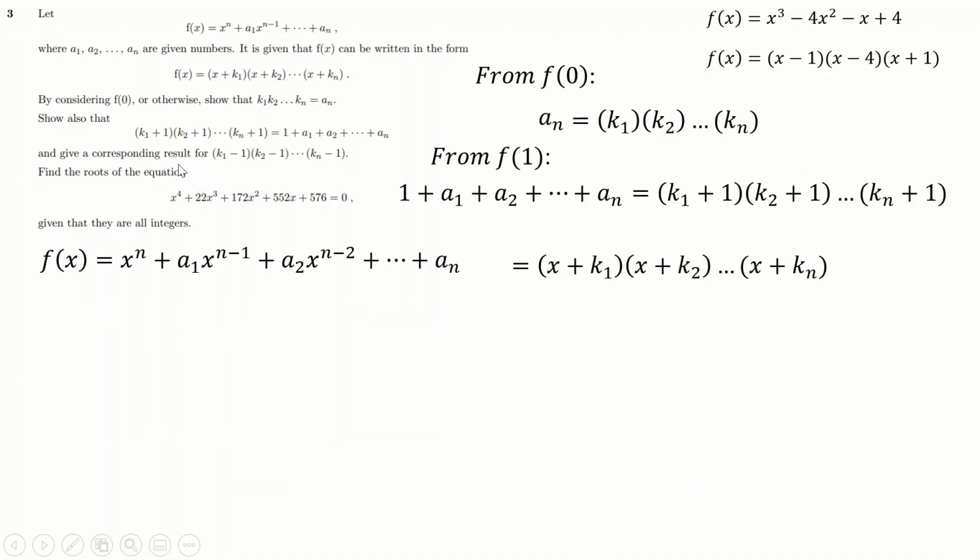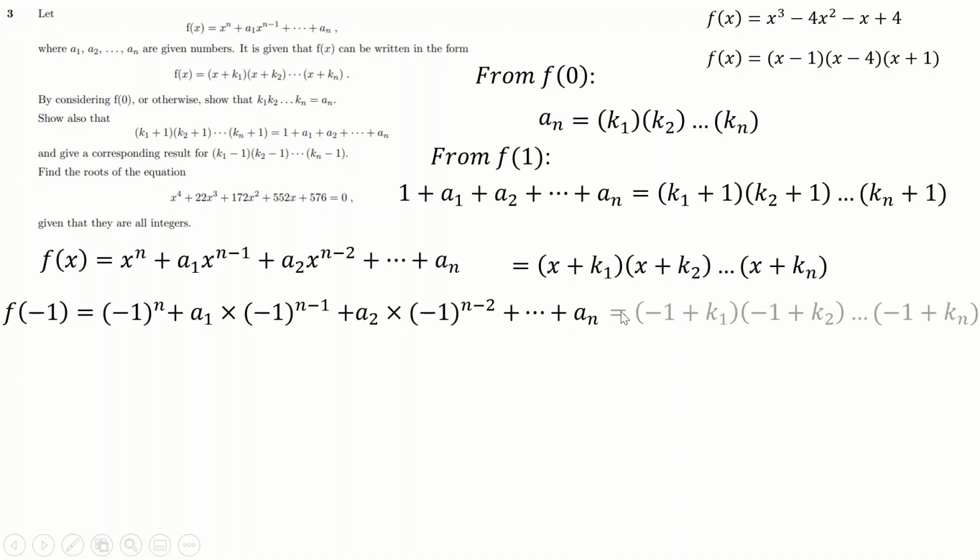The third thing, give a corresponding result for k1 minus 1 times and so on. Now, again, notice in this factored form here, the only difference is that that x has become a minus 1. So that gives us a pretty good hint that we want to be using f of minus 1. So let's put that into standard form, and we get minus 1 to the n, plus a1 times minus 1 to the n minus 1, plus all the way down to an. And now in factored form, like I said, we just put minus 1 into here, and we get minus 1 plus this, and so on.